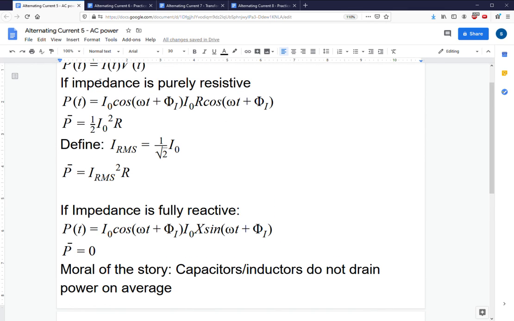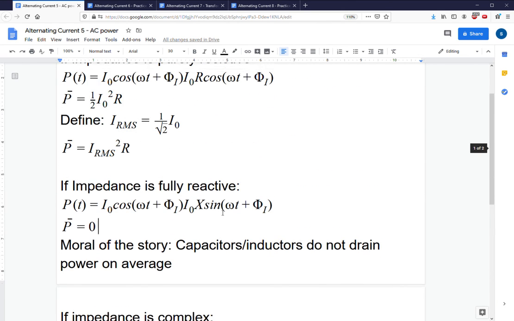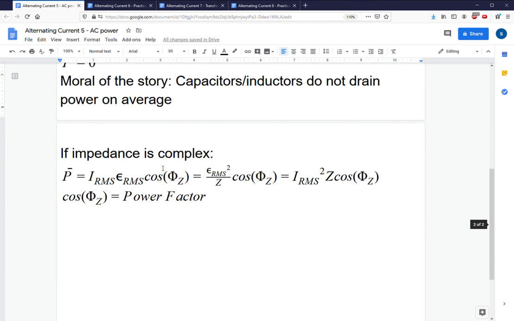All right, so this was purely resistive, purely reactive. Let's go for the combination. What if it is complex? Now, we could do a bit of calculus. We could say, okay, there is cosine, there's an extra phase difference. We could do all that integration. I'm going to do it for you. The factor of integration is this right here, cosine of the phase angle of the impedance.